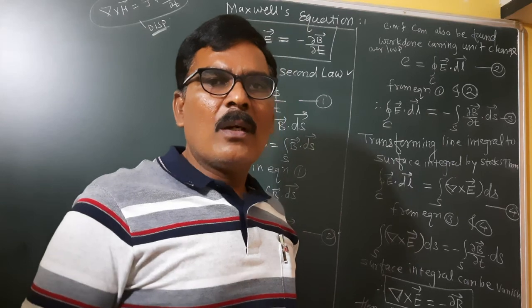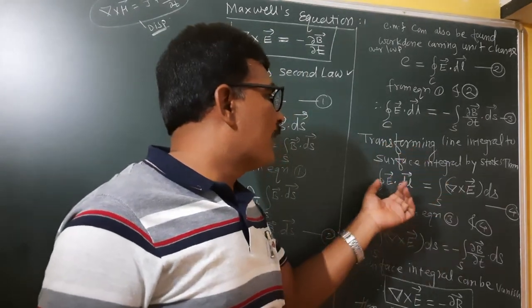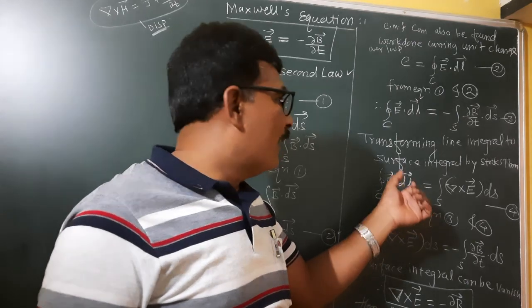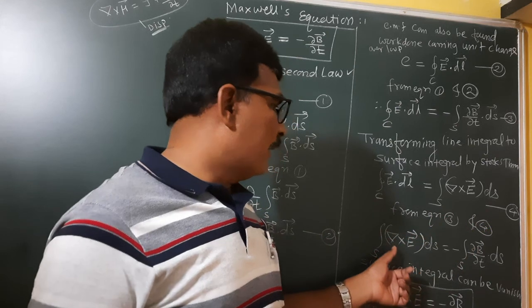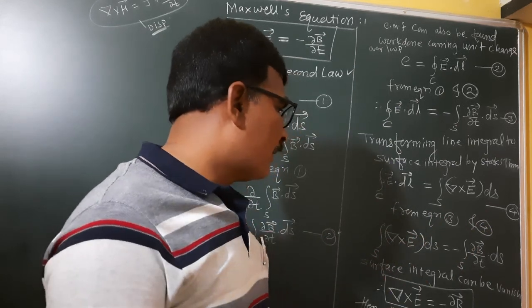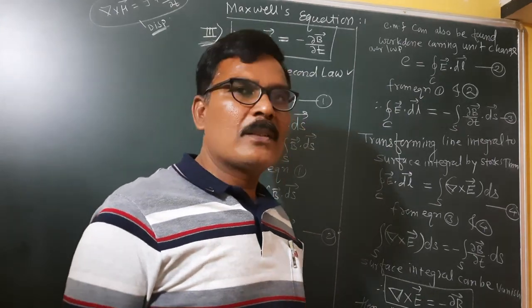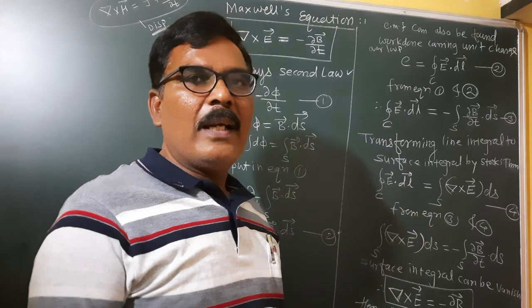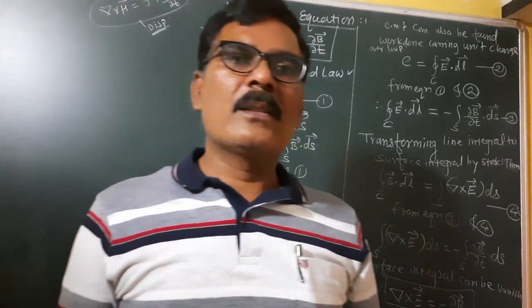Which theorem is used for transforming line integration into surface integration? We consider the Stokes theorem, and from 3 and 4 the surface integral can be cancelled with the surface integration. Finally we get curl of E is equal to minus ∂B⃗/∂t, and hence proved. This is called Maxwell's third equation.